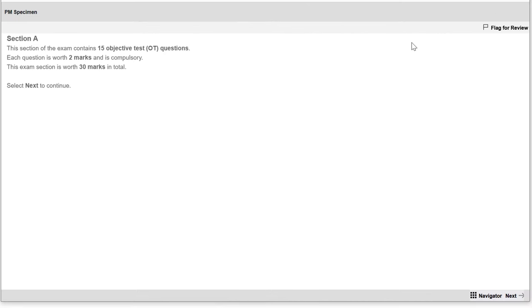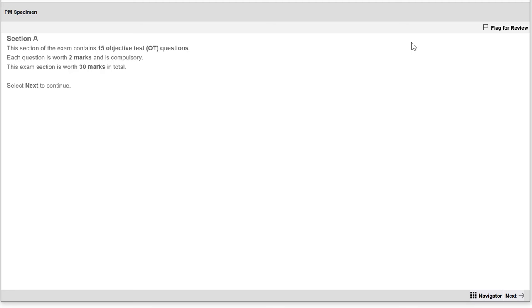It's a common cause of PM failure, especially when I see people who had a 48. If they had managed their time just a little better, they would have been able to get one more Section A question and a borderline pass. But what does that mean precisely in your PM exam? Let me show you. We're going to start in Section A.